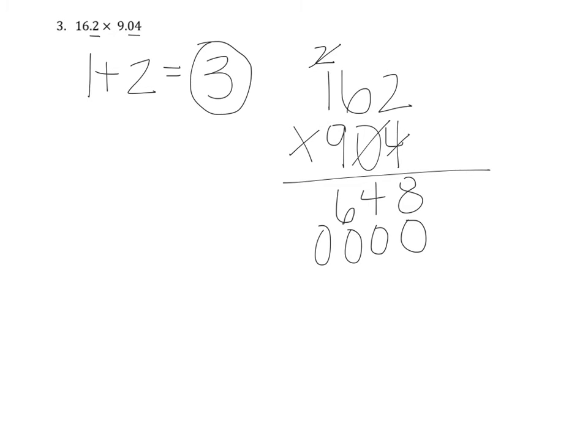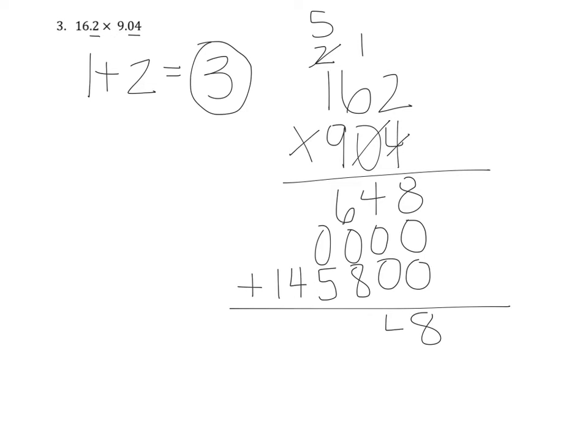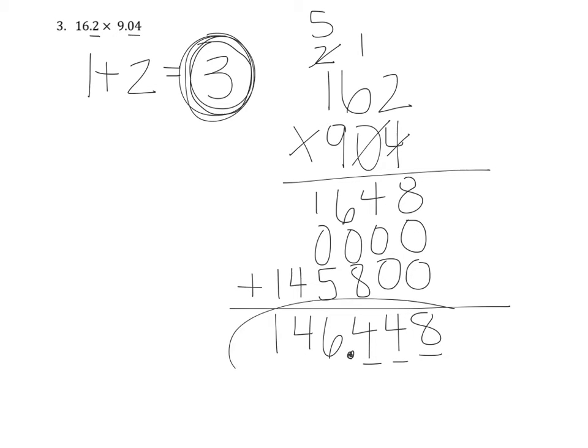Before we multiply by the 9, now we need to have 2 placeholders. 9 times 2 is 18. 9 times 6 is 54, plus 1 is 55. 9 times 1 is 9, plus 5 would give us 14. Let's go ahead and add up. We get 8, 4, 14, 6, 4, 1. And don't forget, our answer, our product, needs to have 3 numbers behind the decimal. So our answer will be 146 and 448 thousandths.